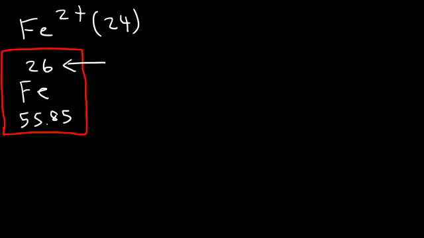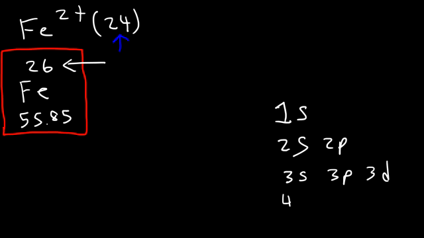So we're going to write the electron configuration based on the number 24. Let's make our list again: 1s, 2s, 2p, 3s, 3p, 3d, 4s, 4p, 4d, 4f.